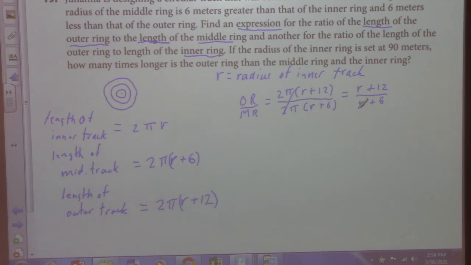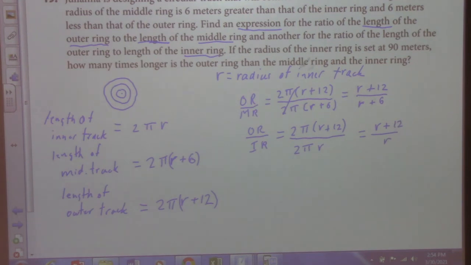And then it's asking us for another ratio, the length of the outer ring to the inner ring, right? So we have outer ring to inner ring. What's that going to be? 2 pi times R plus 12 and 2 pi R. And what does that simplify to? R plus 12 over R.